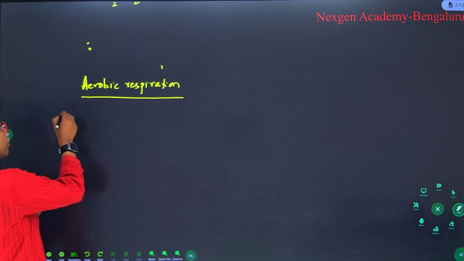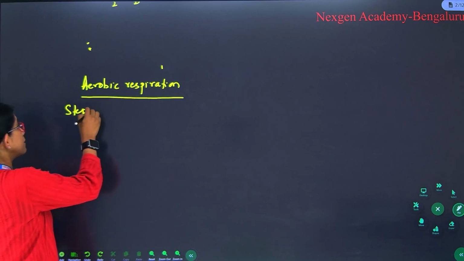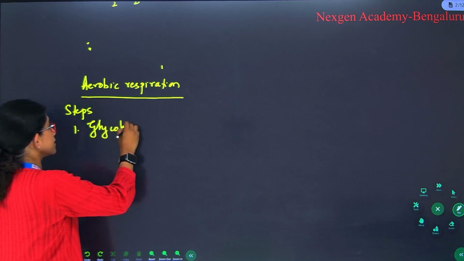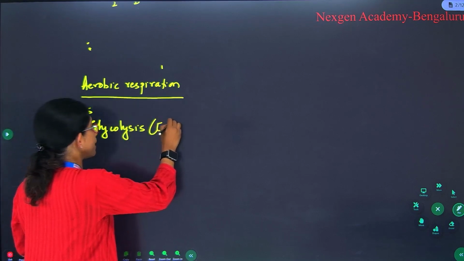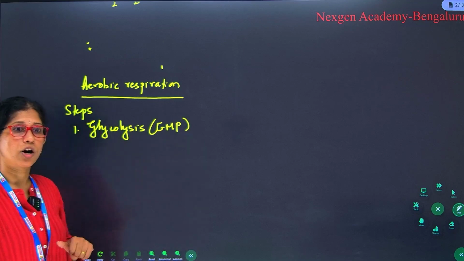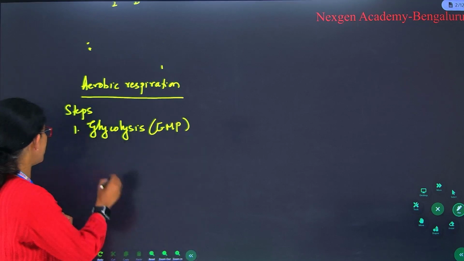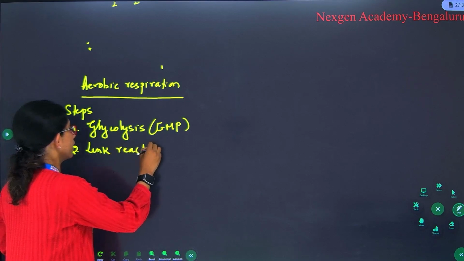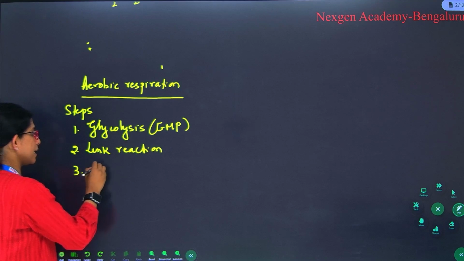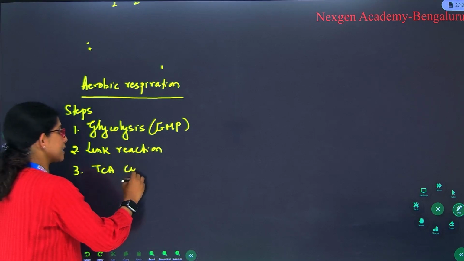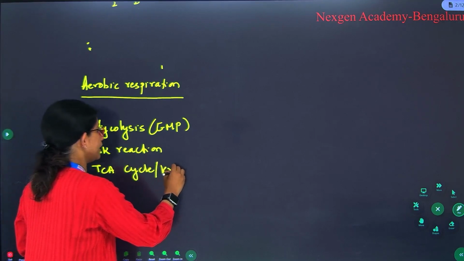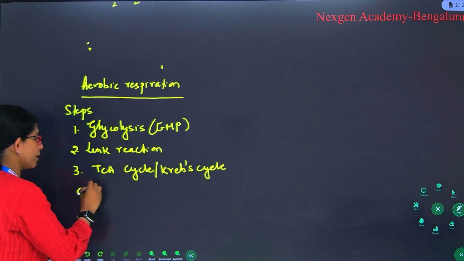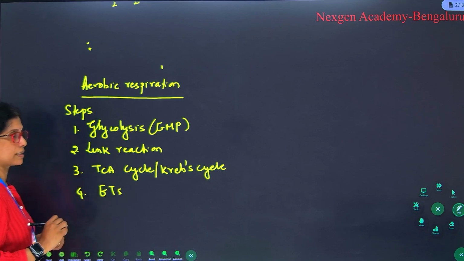When we talk about aerobic respiration, what are the different steps we need to study? The first step is glycolysis. Each of the steps is important. Glycolysis, or we also call it the EMP pathway. The second process here is the link reaction. The third process is the TCA cycle, or you can also call it the Krebs cycle. And the final step here is the electron transport system.